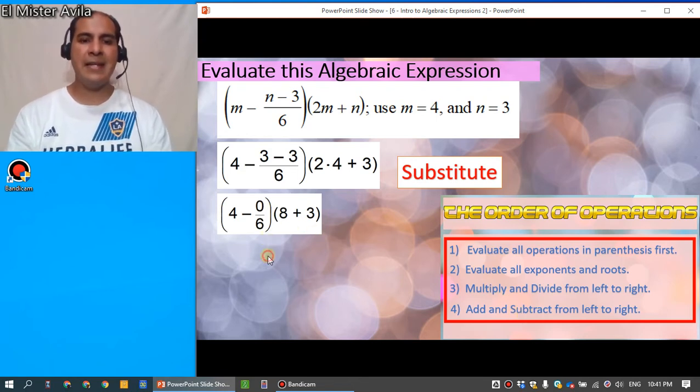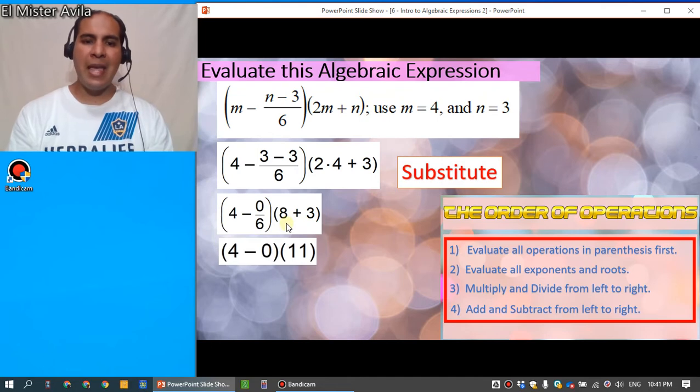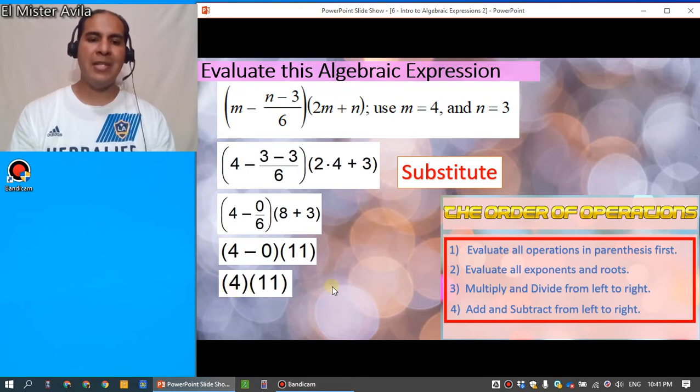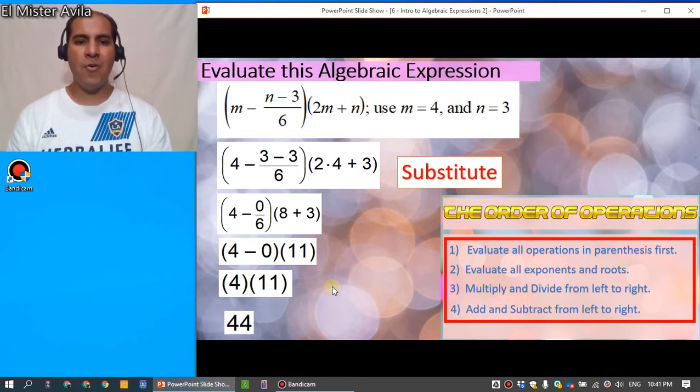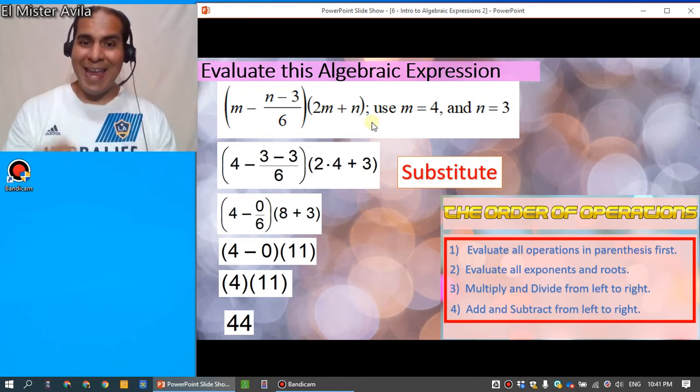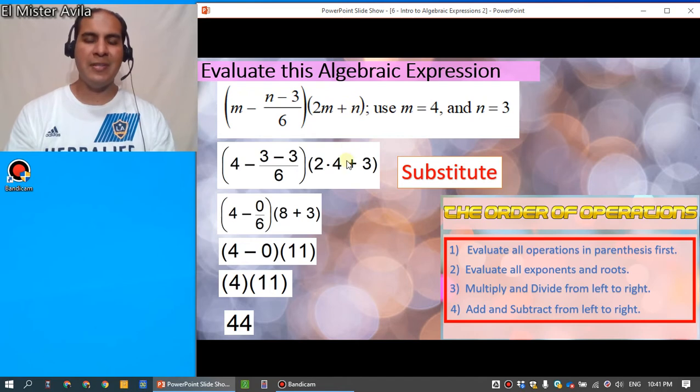0 divided by 6 is 0. And I went ahead and added 8 plus 3, which is 11. 4 minus 0 is 4. And 4 times 11 is 44. The most important part of the lesson for today is the substitution step. You should be able to understand what happened from this first step to the second step.